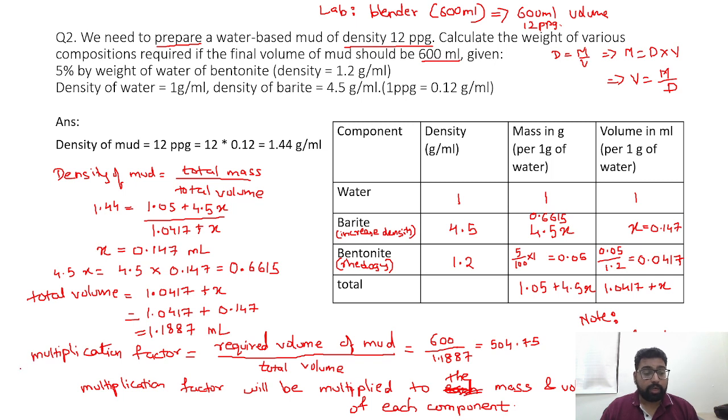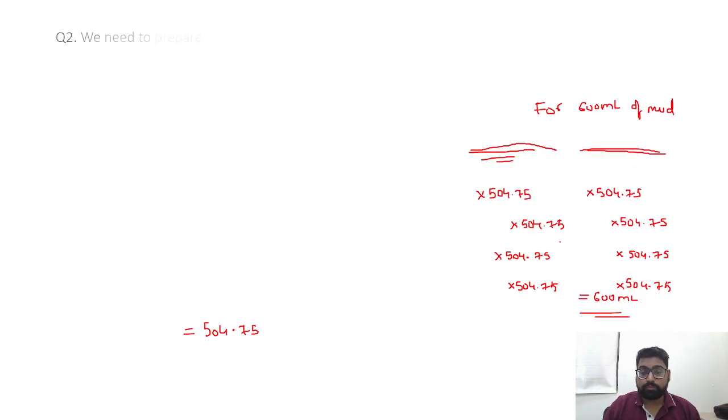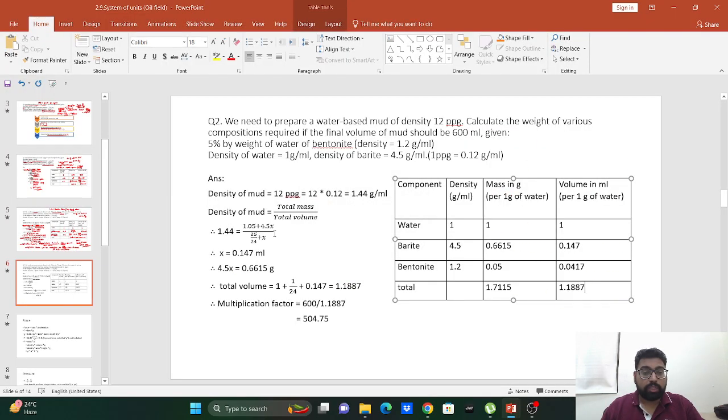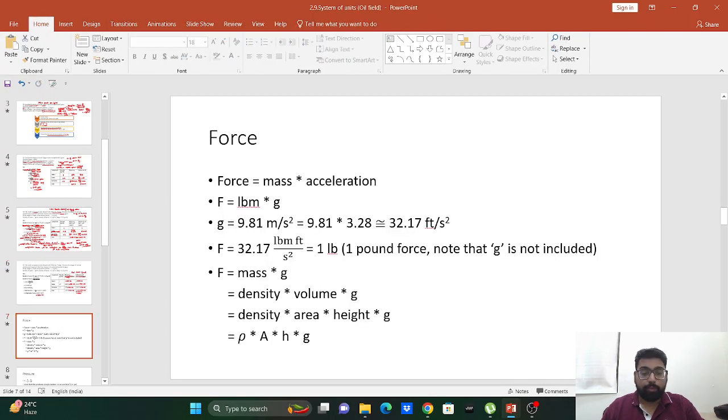Then the important part is this multiplication factor. Okay, so the multiplication factor is calculated as the required volume of mud upon total volume, and then you multiply this with each and every term. Once you multiply this with each and every term, you get the final answer. Let's move to the next topic.